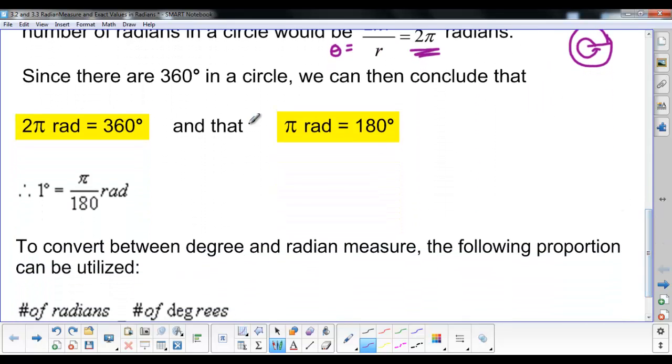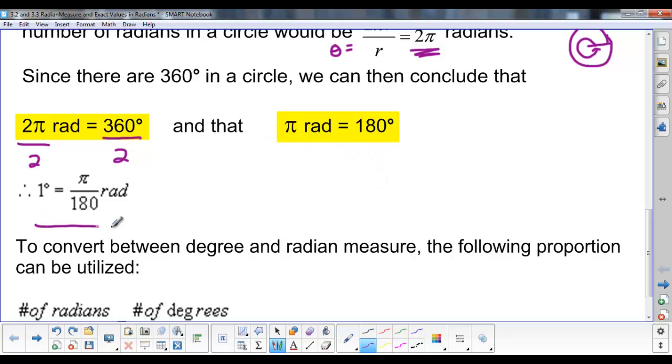Since there are 360 degrees in a circle, we can say that 2 pi radians is equal to 360 degrees. And if we wanted to know what pi was equal to, if we divide both sides by 2, we're left with pi radians is equivalent to 180 degrees. And if we wanted to know what 1 degree was equal to, divide both sides by 180, and we end up with this. So 1 degree is equal to pi over 180 radians.